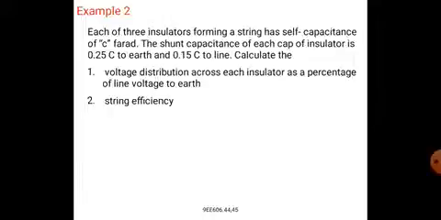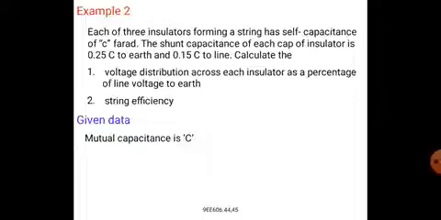So each of three insulators forming a string has self capacitance of C farad. The shunt capacitance of each cap of insulator is 0.25 C to earth and 0.15 C to line. Calculate first the voltage distribution across each insulator as a percentage of line voltage to earth. That means we have to find the values of E1, E2, E3. The number of insulators is 3. String efficiency is nothing but E phase divided by the number of insulators, that is 3 into E3, where the maximum voltage should be E3.